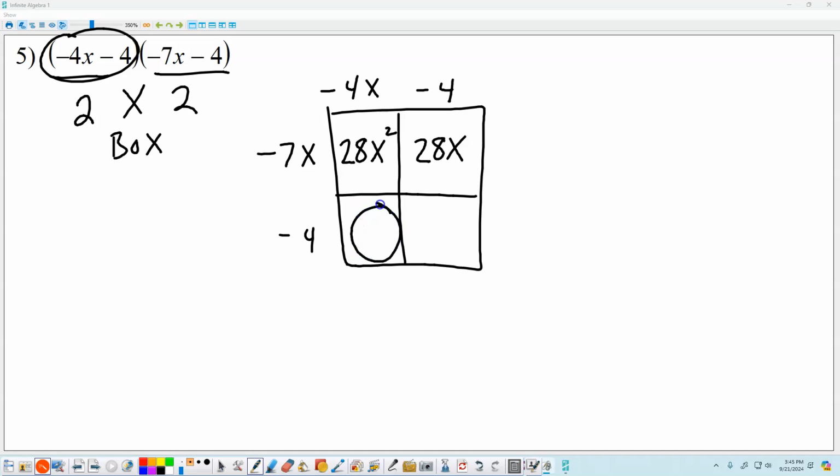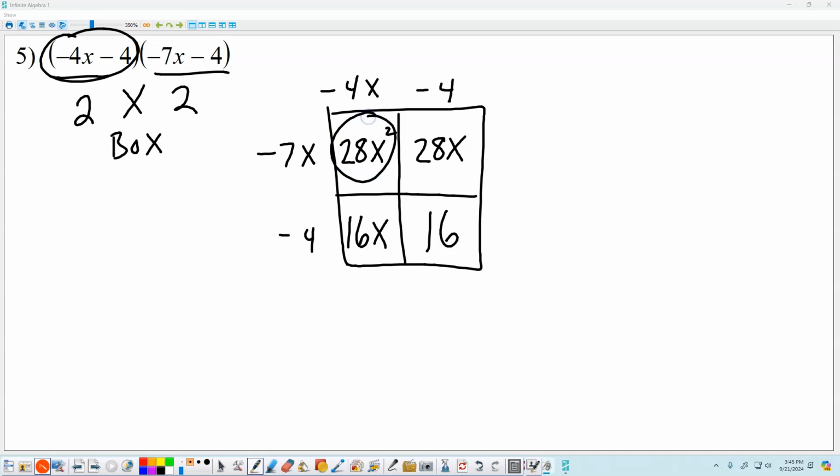And to find this square here, we're going to multiply the negative 4x by the negative 4. Negative 4 times negative 4 is a positive 16, and the term on the top has an x, so we'll have an x there. Lastly, to find this square, we're going to multiply the negative 4 times the negative 4, which is 16. Now what we're going to do is take these terms out in descending order.